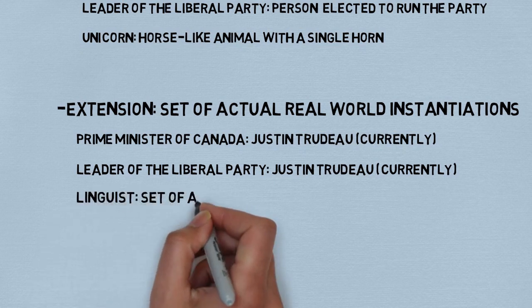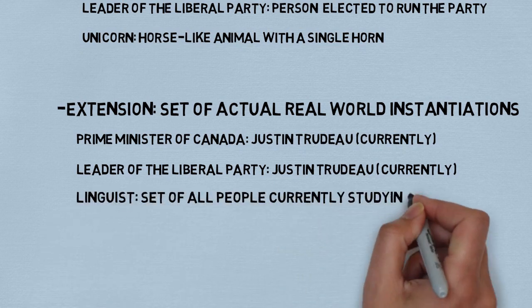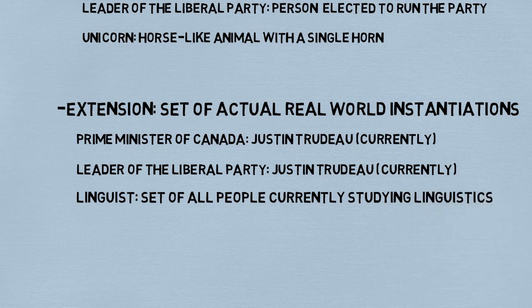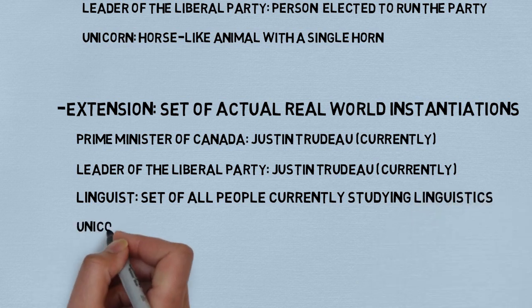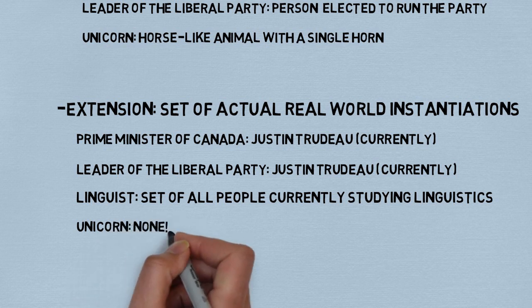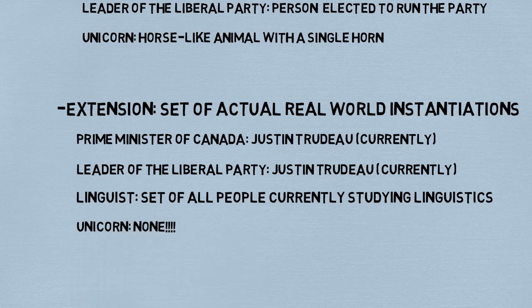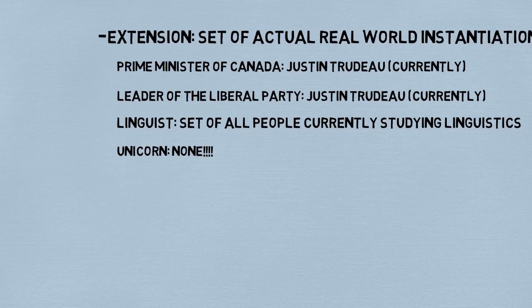The extension of linguist would be the entire set of people who study language. Note that although every term has an intention, not all words have extensions. Unicorn has a clear intention and denotation. When I say the word, you think of a horse-like creature, maybe magical, with a single horn in the middle of its head. However, as far as we know, there is no real-world example of a unicorn. There's no instantiation of it, and so we would say that it has no extension.